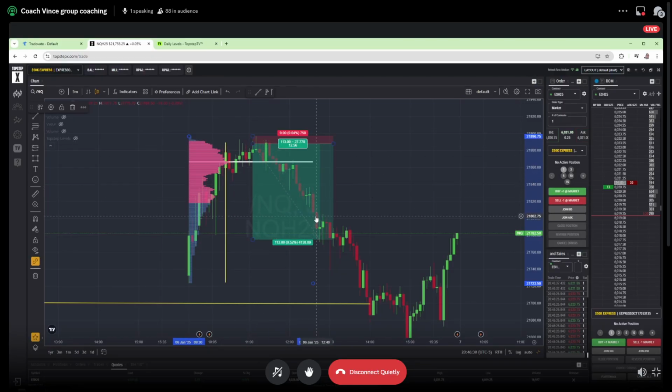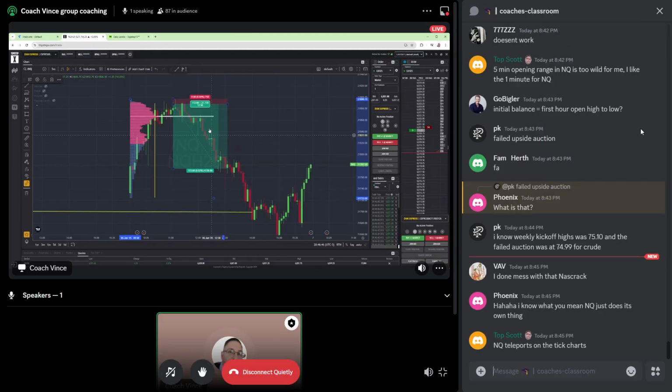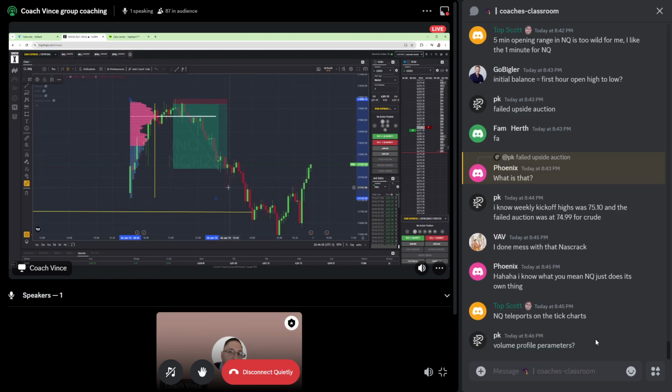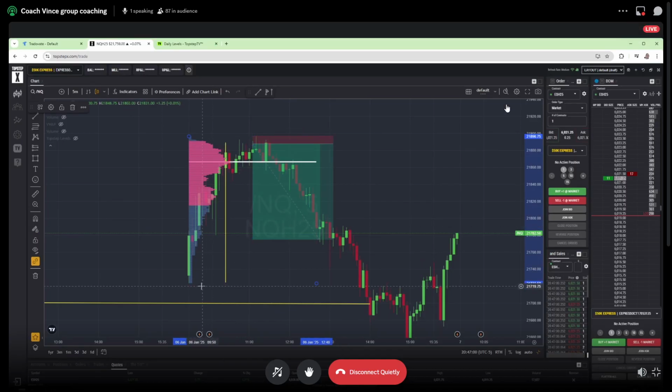Once we got here to 21,791, I got short. So I watched this come down. We got below value, and usually I'm a buyer down here. And look, you can see the buyers came in with a vengeance and rotated this up. Usually I would be buying it down here, risking the low.